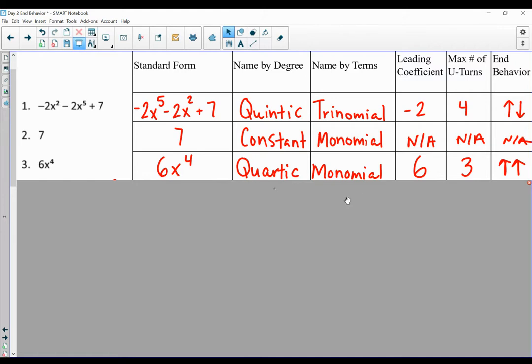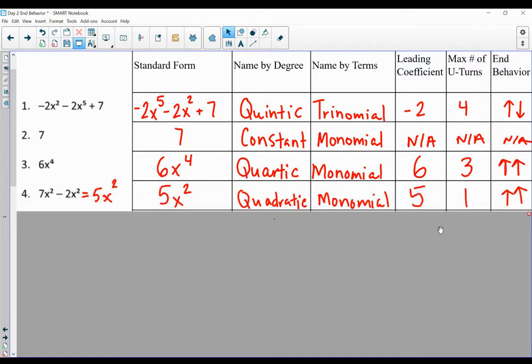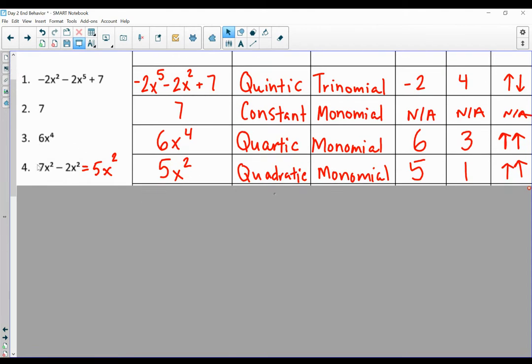Here is another monomial. It is quartic this time. And because 6 is a positive number, I know it goes up on the right. And because I know 4 is an even number, I know that they're going to match. So remember, evens match, odds don't. Here we have another positive number of 5. So that's why it's up on the right. And then 2 is even, so they match. And that is a quadratic monomial.